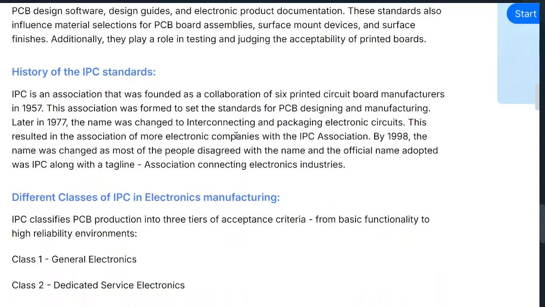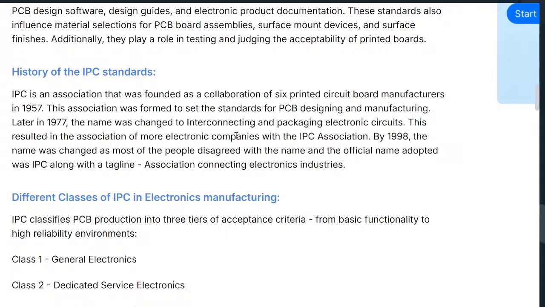So IPC is an association that was founded as a collaboration of 6 printed circuit board manufacturers in 1957. This association was formed to set the standards for PCB designing and manufacturing. Six PCB manufacturing companies collaborated with each other, and unanimously everyone formed an association, IPC, in 1957, the Institute for Printed Circuits.